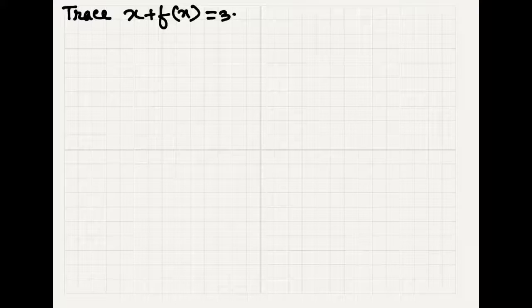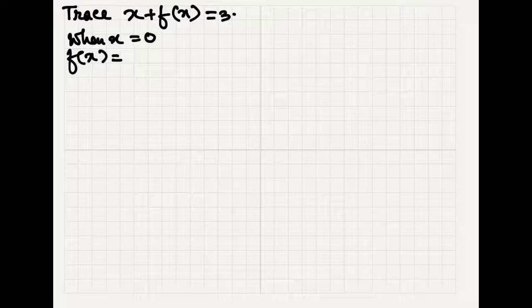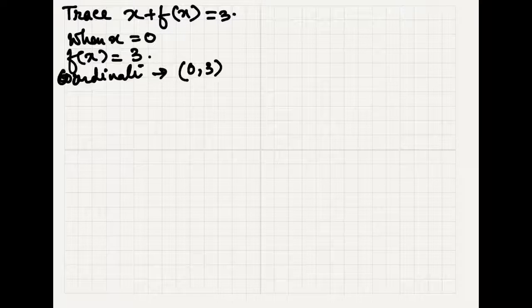Now, we can be asked to trace this kind of function on a Cartesian plane. For tracing, we require just 2 points for a linear function. So we first find the y-intercept and then the x-intercept. For the y-intercept, we take x equals 0. When x equals 0, f(x) equals 3. That means the coordinate of that point would be (0, 3).